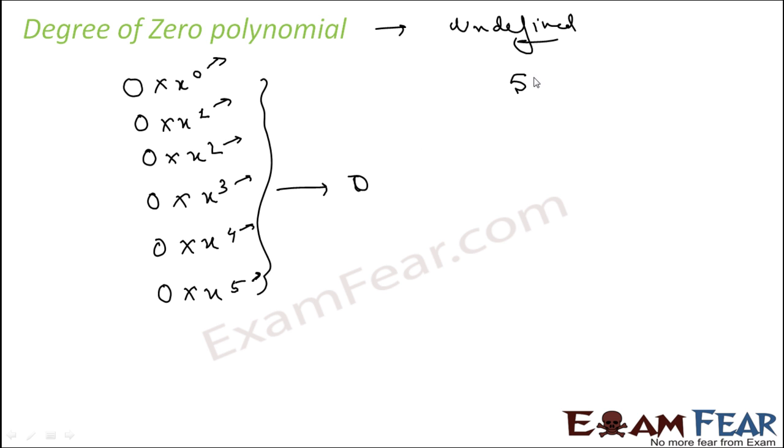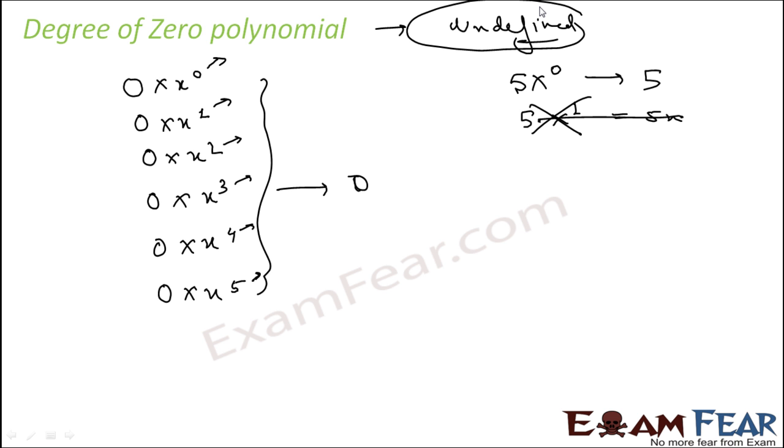For example, let's say the constant polynomial 5. 5 will always be 5 times x to the power 0. I cannot say 5 times x to the power 1. That is not true, because this is equal to 5, while that will be equal to 5x. Correct? So in the case of a constant polynomial, the degree is 0. But in the case of a zero polynomial, you don't know, because you can multiply with any of these variables with different powers. So we say that for a zero polynomial the degree is undefined.